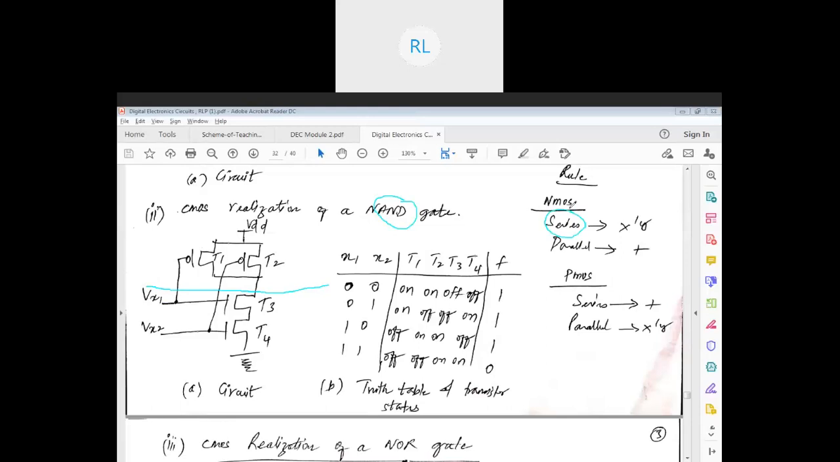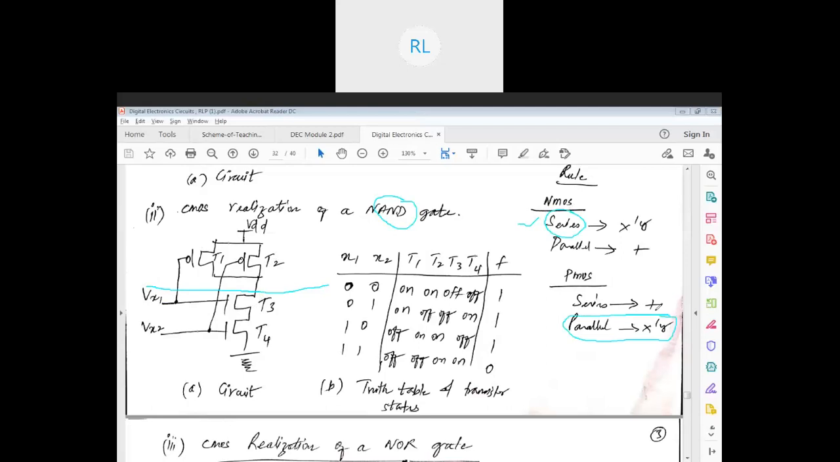So what is happening here? I want a multiplication operation, AND operation, right? So AND is nothing but multiplication. And what am I implementing? NMOS. NMOS multiplication. So what should happen? It should be implemented in series. So what I am doing is I am connecting them in series. T3 is below T4, so T3 and T4 are in series. But if I connect them next to each other like this, it becomes parallel. So this series part is done, right?